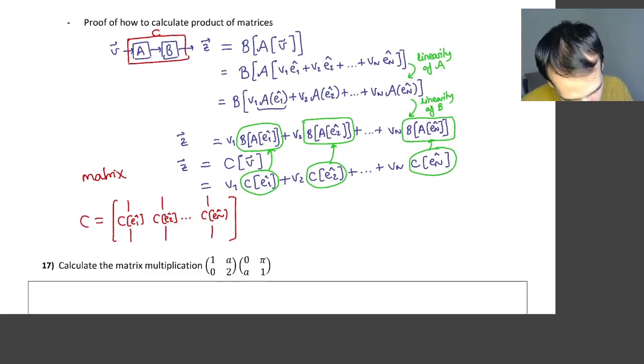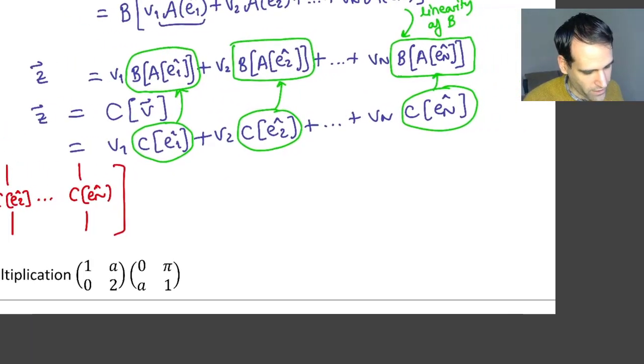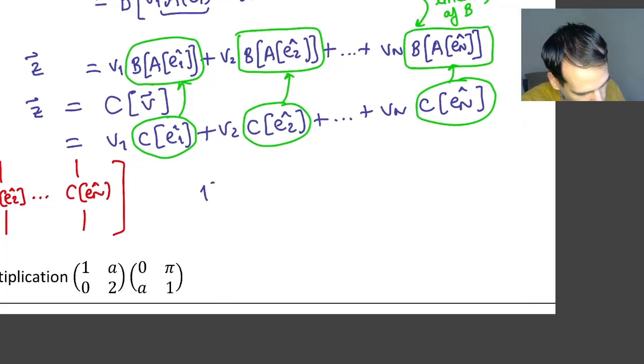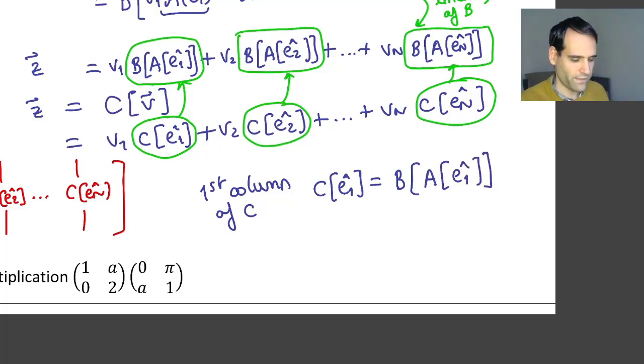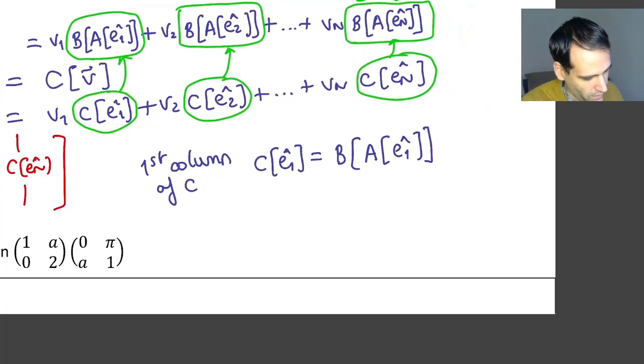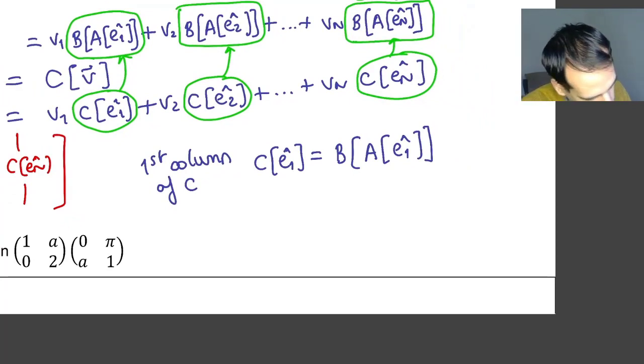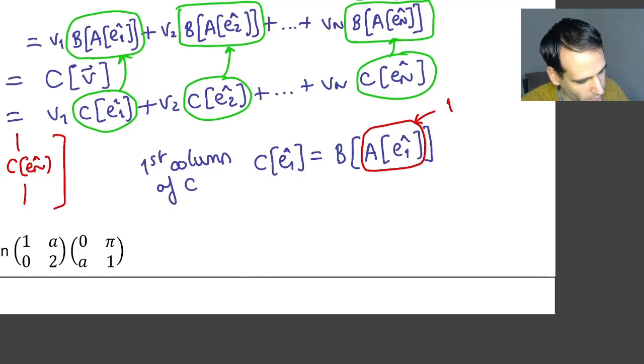So for example, let's make this even clearer. The first column of matrix C, that would be C applied to e1. This is equal to B applied to A applied to e1. Right? That's what we just found. And what is A applied to e1? That is the first column of A.